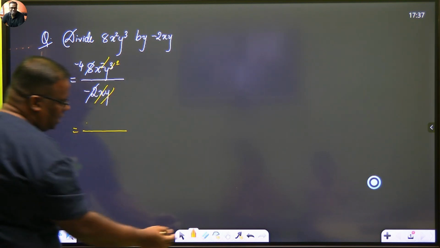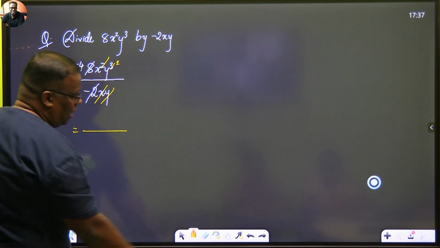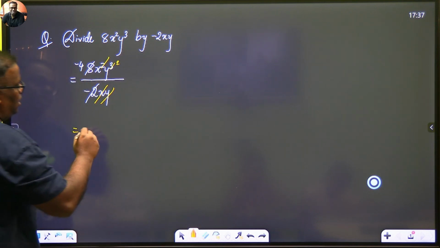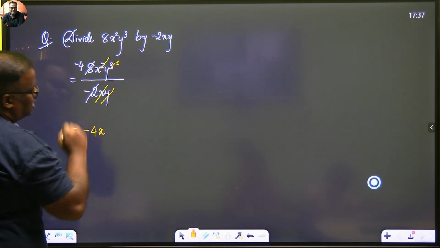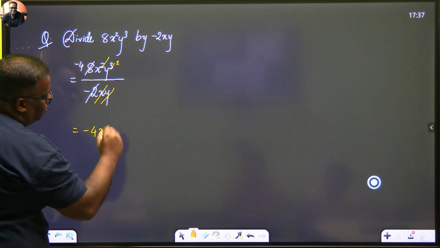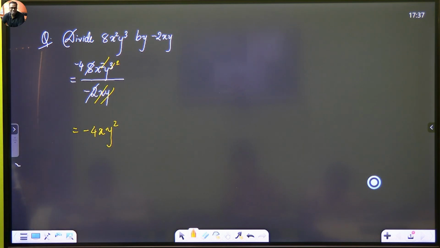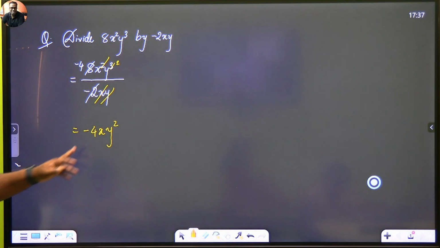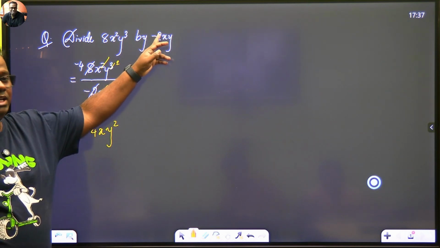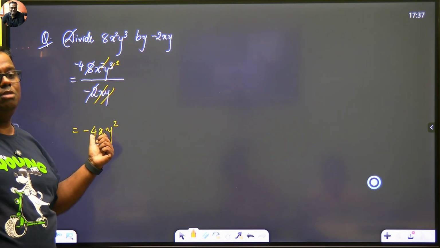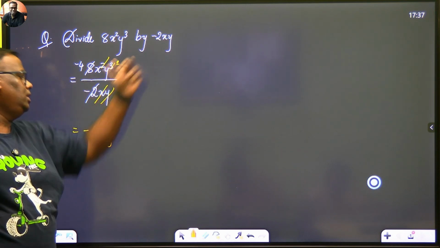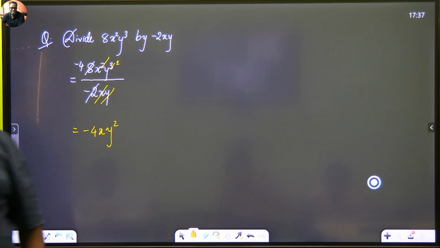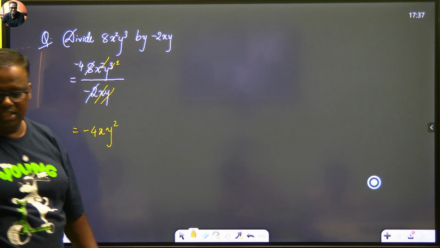Now, our next job will be, again, put the equal and get your negative 4. There's nothing in the denominator, so no question of putting that line. So the line goes away. It's now negative 4, only an x and a y square. That's it. We are done. And you can check also. If you multiply this with this, negative 2 into negative 4 is how much? Positive 8. x into x is x square. y into y square is y cube. Okay? So these are easy ones.